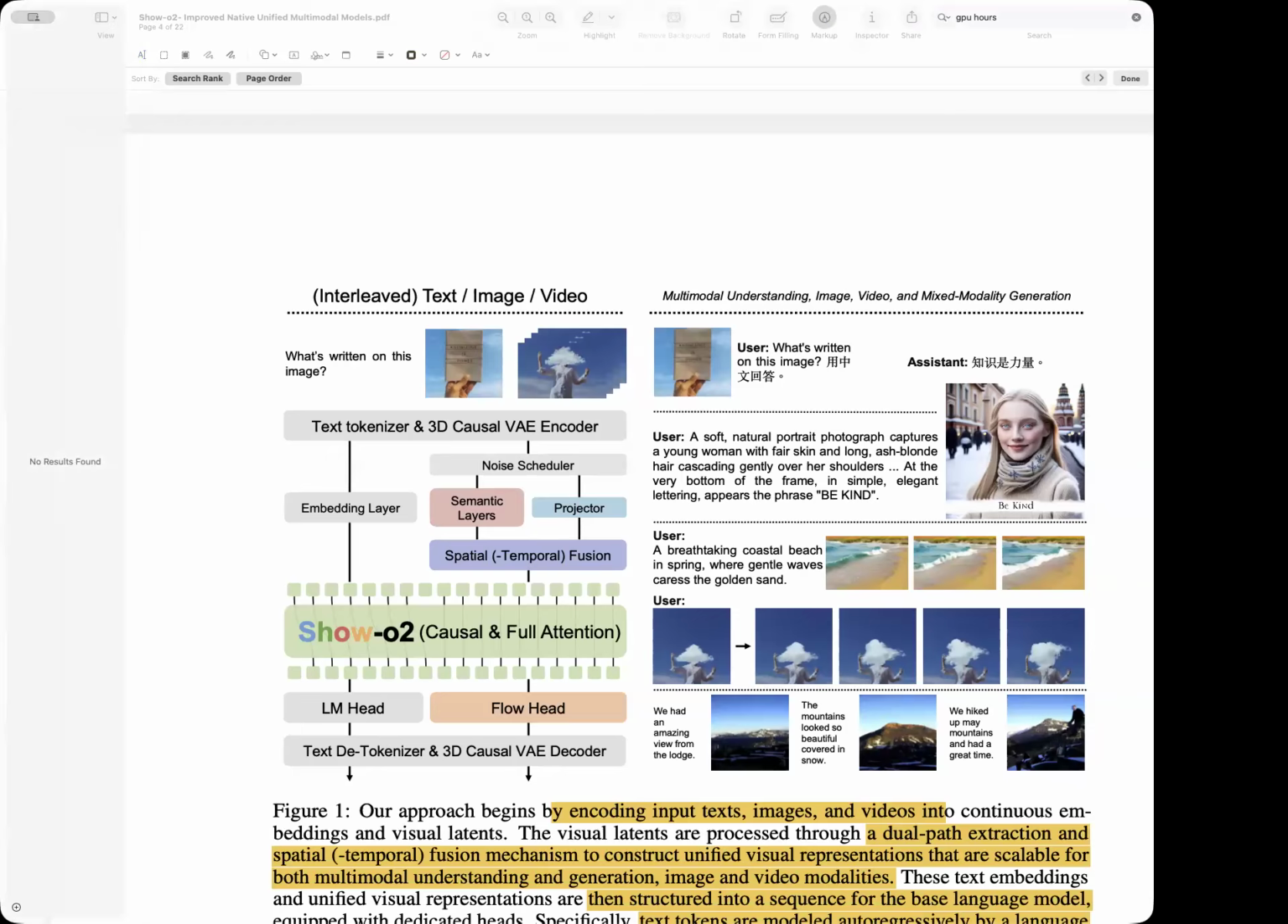And then also, they're doing this with diffusion. So those two embedding spaces are kind of different.